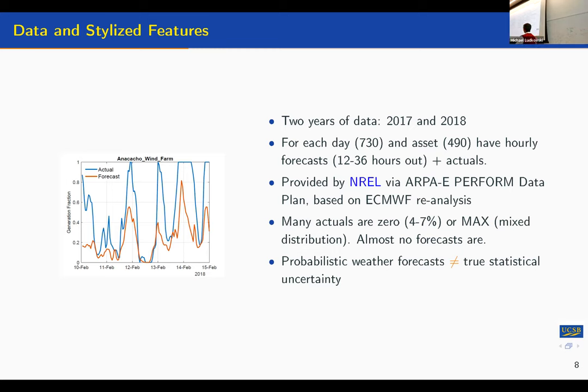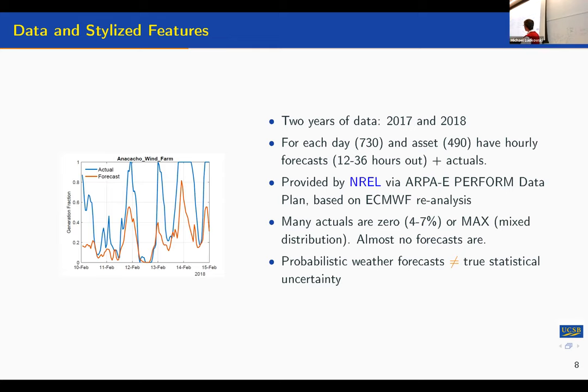So here's a typical picture. This is a wind farm over several days in the winter. You can observe a couple of things. First of all, the scale here is not in megawatts, it's already in fractions. As I said, given that the capacity of the assets is wildly different, it's much easier to get everything into 0 to 1 production ratios rather than nominal megawatts.